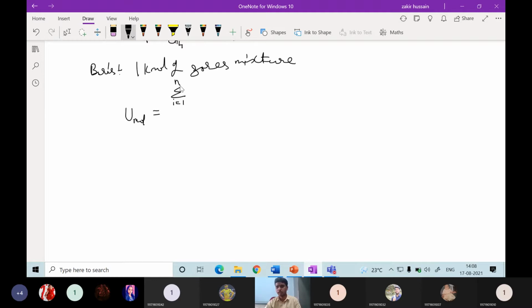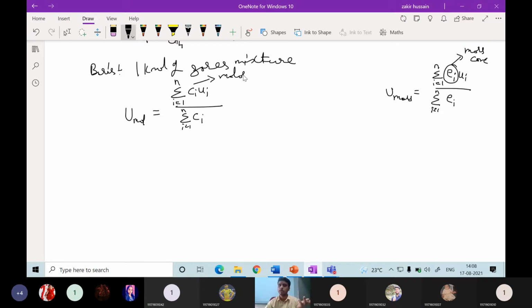Sigma i equals 1 to n Ci into ui divided by sigma i equals 1 to n Ci. In case of this u mass, what is the u mass? This is not required here, but for your understanding I am writing it once again: sigma i equals 1 to n rho i into ui divided by sigma i equals 1 to n rho i. So this rho i is the mass concentration. Everything is the same. Ui means velocity. Here Ci is molar concentration.